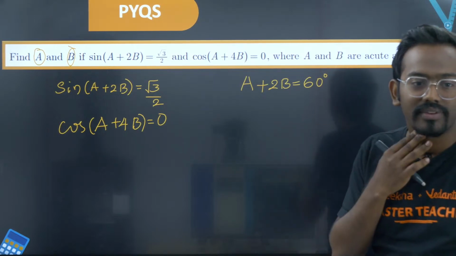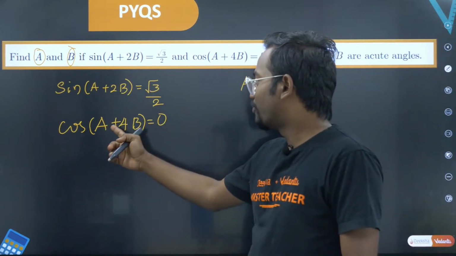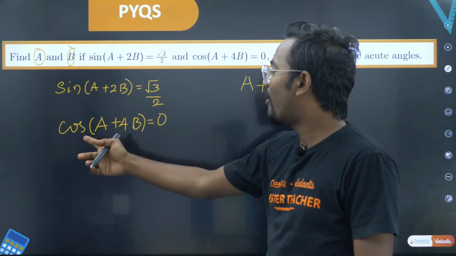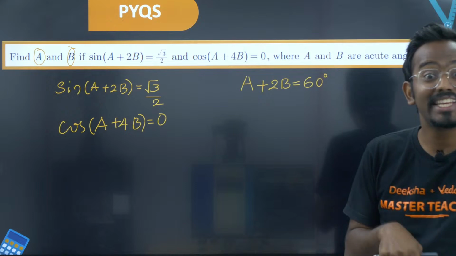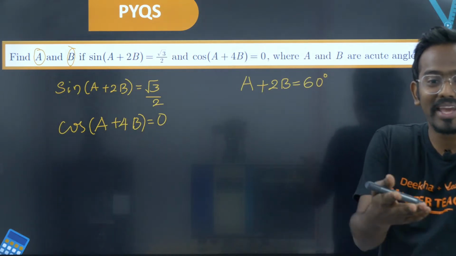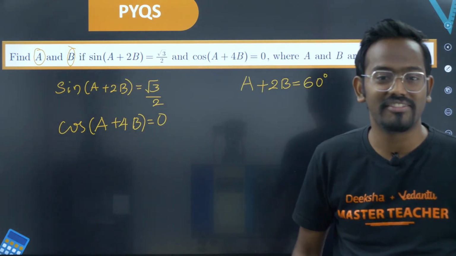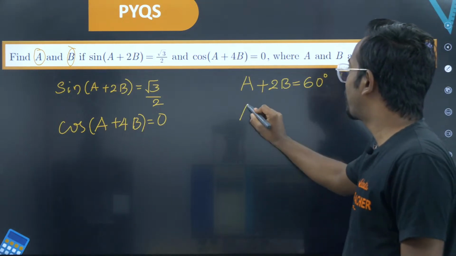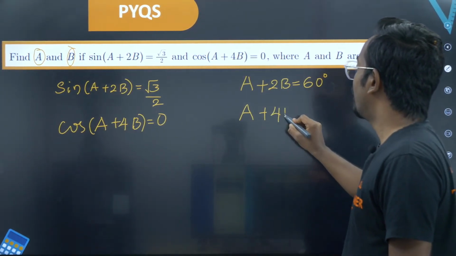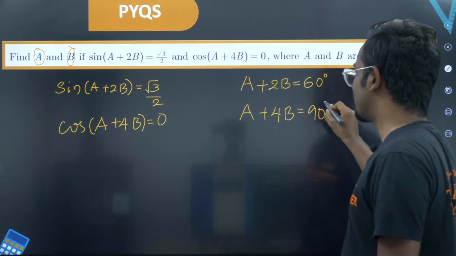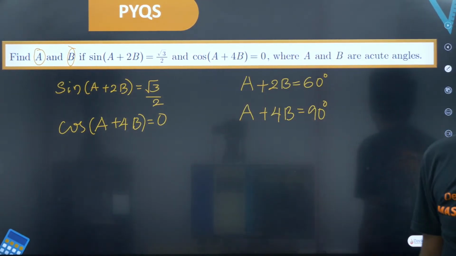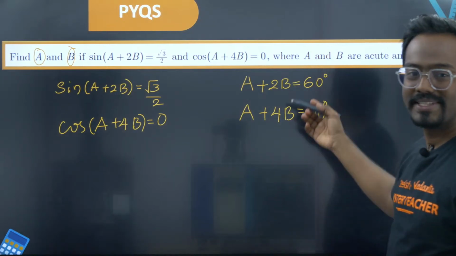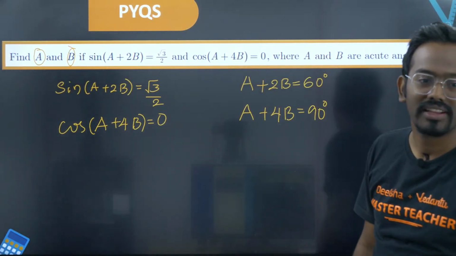The next thing, A plus 4B should be equal to what? Because cos of something should be equal to 0 means cos of what is 0? Cos 90. So A plus 4B should be equal to 90 degrees. Very simple. Why? Cos of 90 is 0. That's it. So now you just have to simplify these two equations and you'll end up with the final answer.